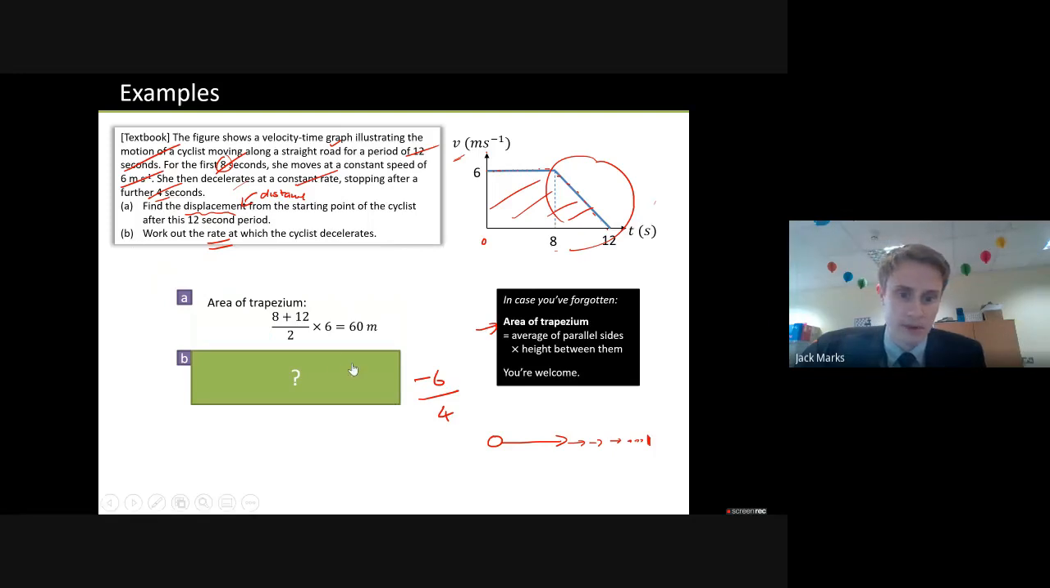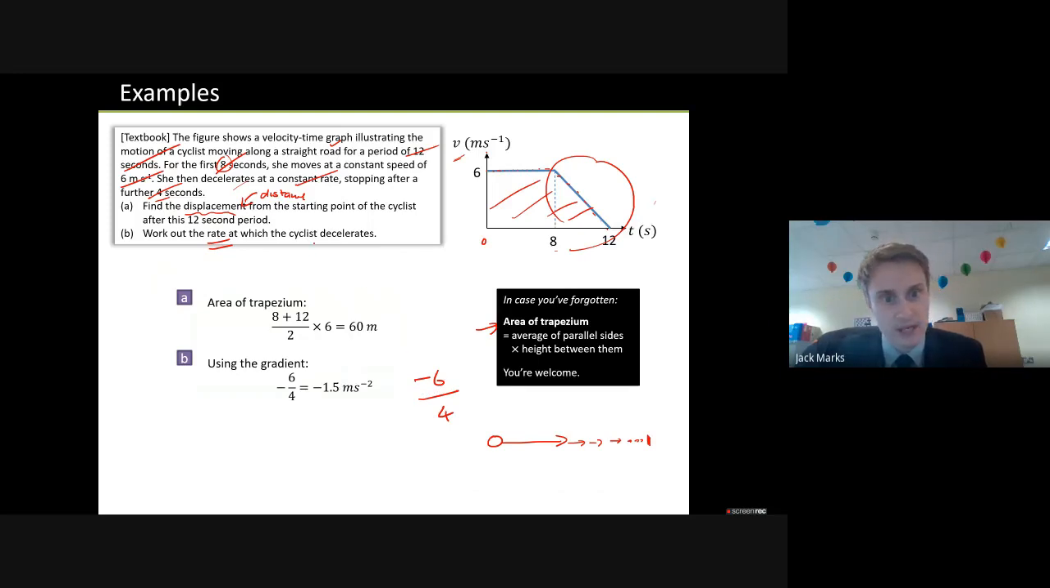So I could do that one there. Now, that's actually not a fully correct answer. So why is that not a correct answer? Because I've been told that they decelerate already, and I've got a negative. So this is like a double negative. The rate they decelerate is actually just 6 over 4, because that negative is already being taken into account by the question. So it should just be 1.5 meters per second squared.